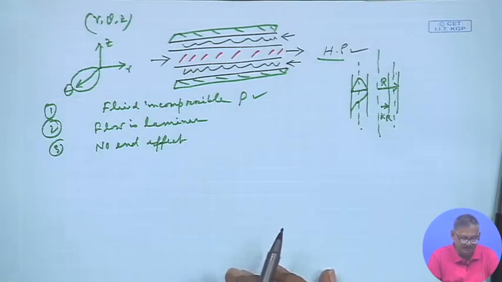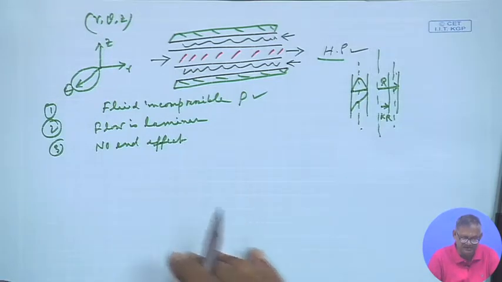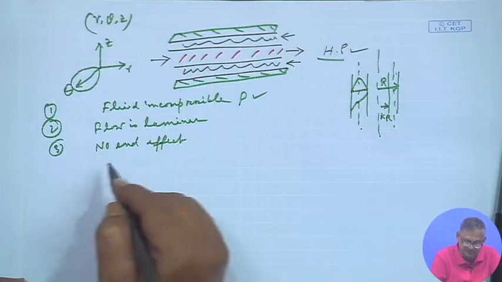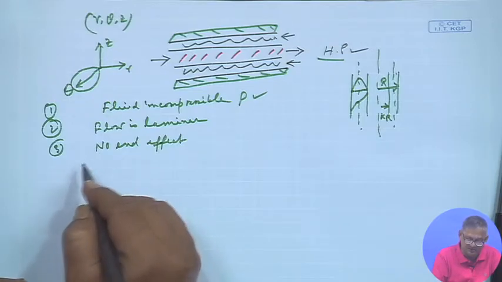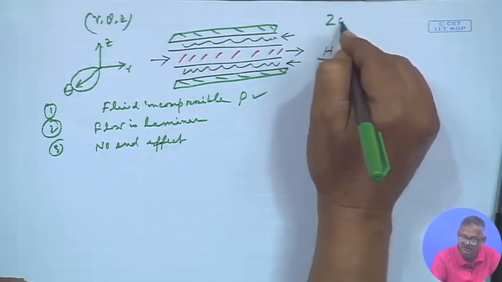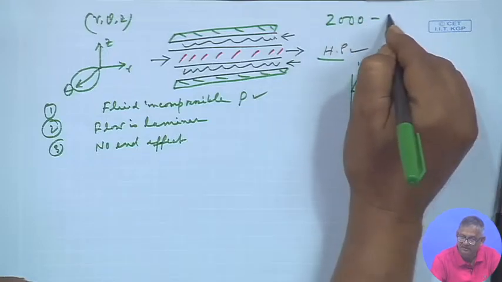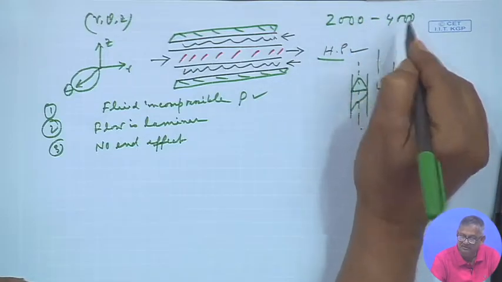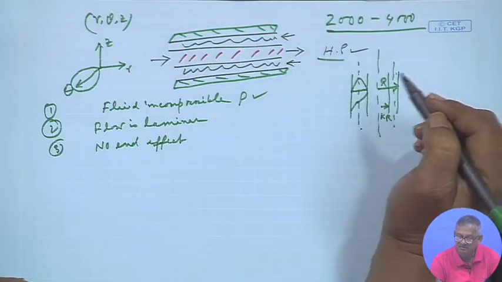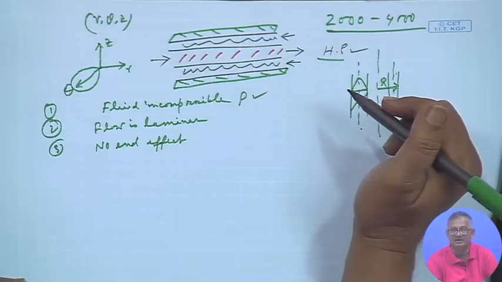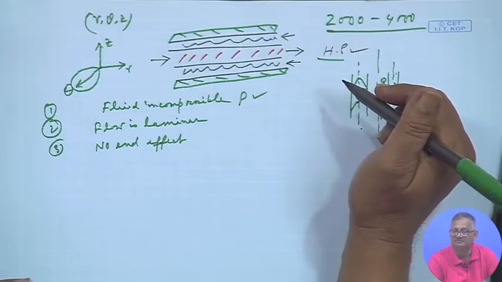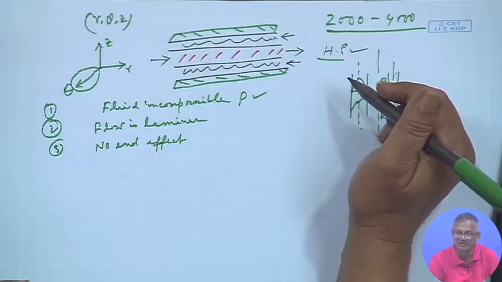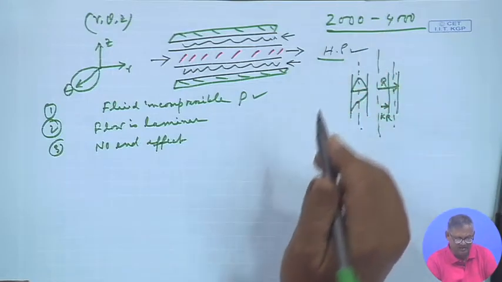And the laminar-turbulent transition occurs in the neighborhood of somewhere 2000 to 4000, that we know, this is the transition zone between laminar and turbulence.